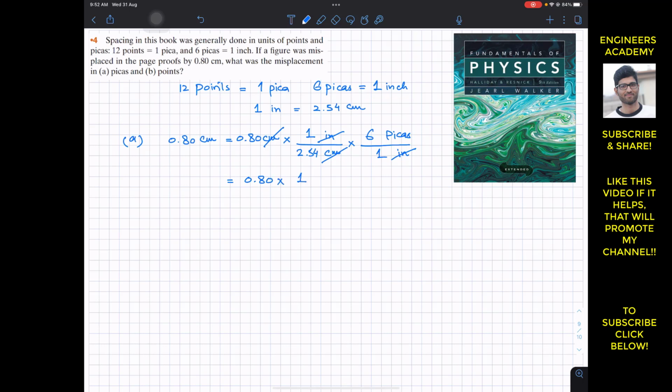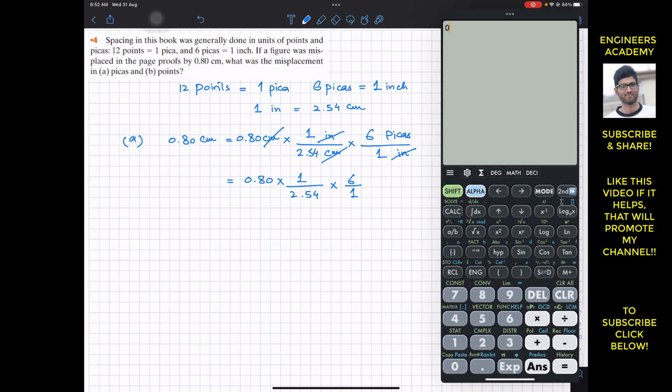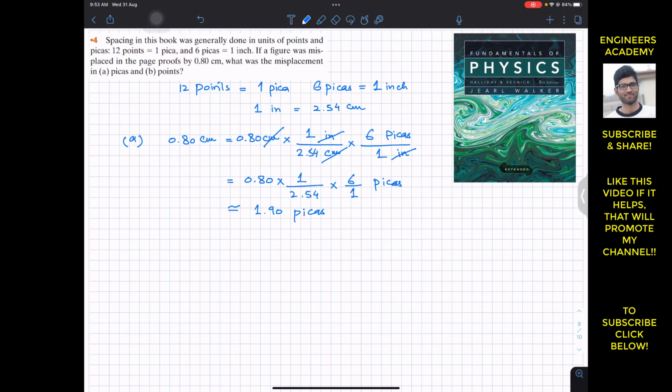So now we can write that this is 0.80 into 1 divided by 2.54 multiplied by 6 divided by 1. So now let's multiply this. This is 0.80 multiplied by 1 divided by 2.54 multiplied by 6 divided by 1 is 6. So this gives us 0.889. Since the given data is in terms of two significant figures, we need to have the answer in two significant figures as well. So in terms of two significant figures, we can say that this is approximately 0.89 picas. So this is in terms of picas. So we are left with this units. So 0.80 centimeter is equal to 0.89 picas.